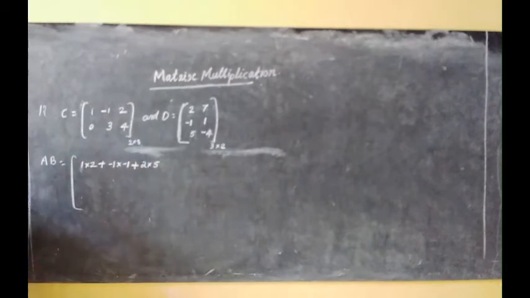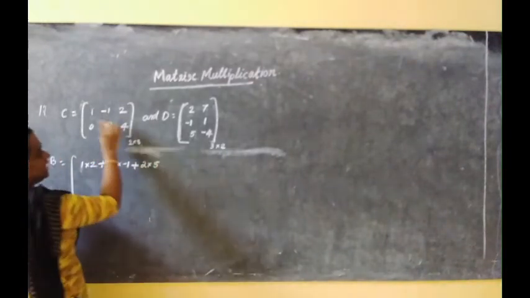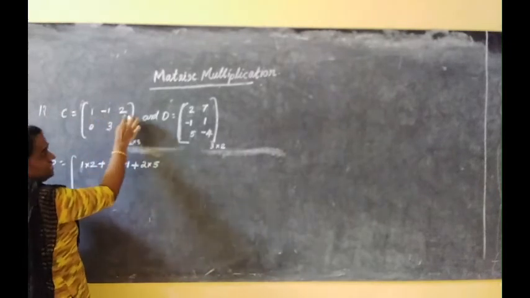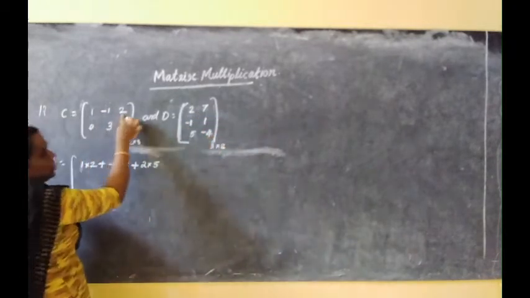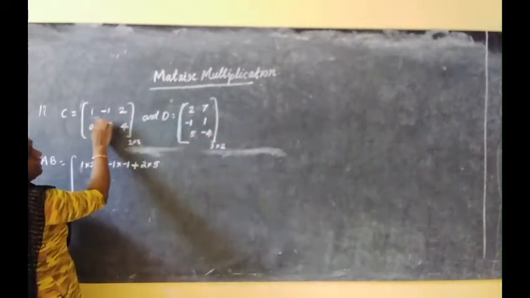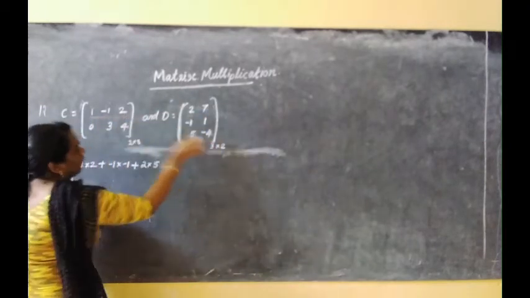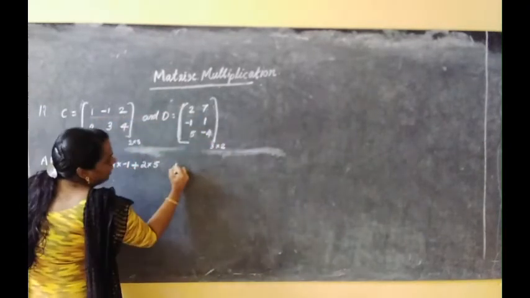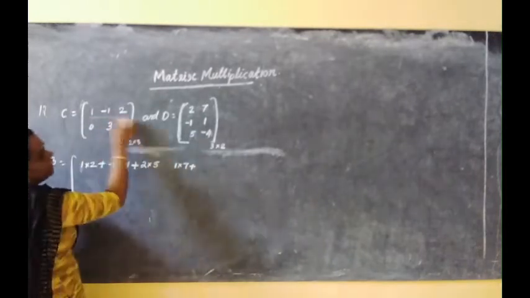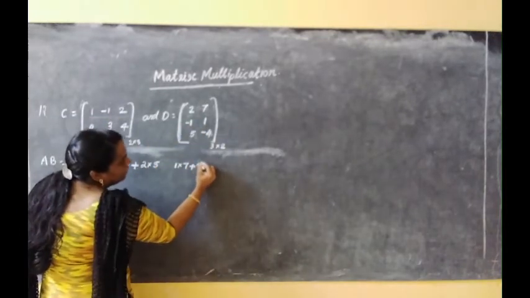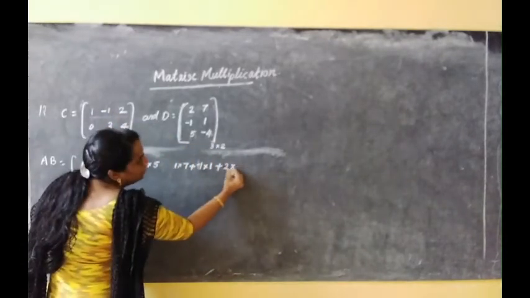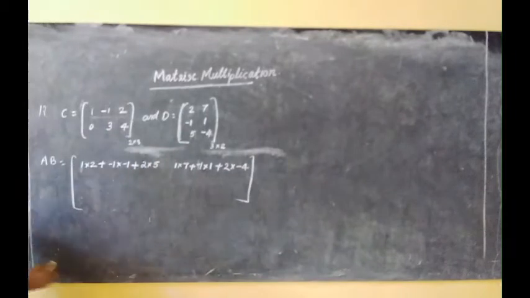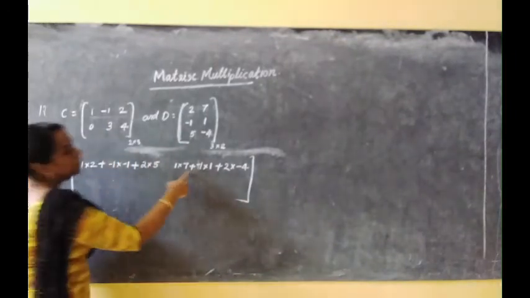Then if you find it like this, you will get the first element. Now let's find the second element, the second element in the first row. So first we have to take this first row, second column. That is 1 into 7, plus minus 1 into 1, plus next 2 into minus 4. That will be the element in A1,2.